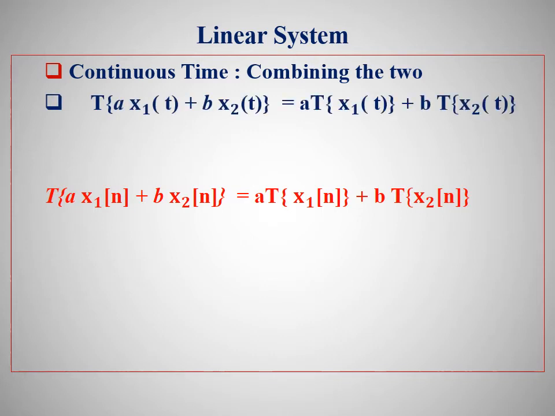Now let us see how it is represented mathematically. It is represented as any transformation T with a x1 of t plus b x2 of t resulting in a into the transformation of x1 of t plus b into the transformation of x2 of t. The same thing is also applicable for the discrete case with n, that is, T of a x1 of n plus b x2 of n results in a into T of x1 of n plus b into T of x2 of n.